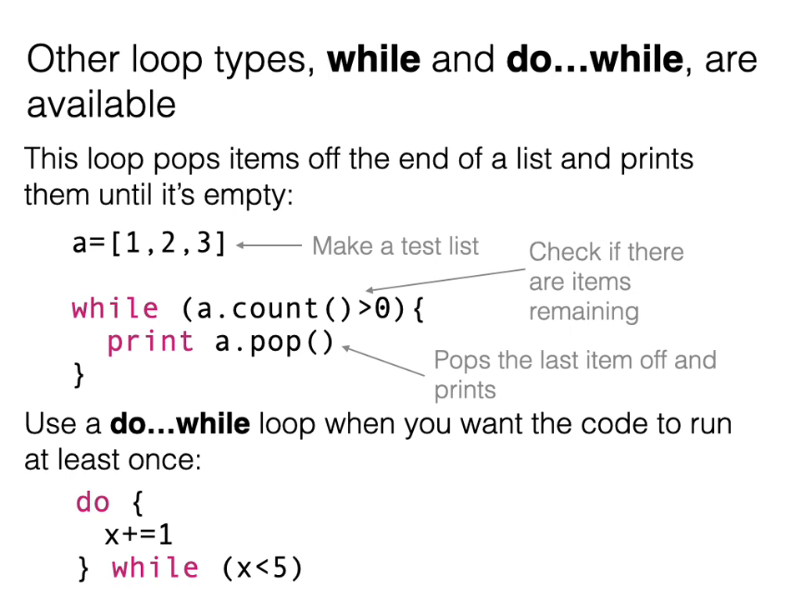A do-while loop is probably the least common sort, but is really useful if you want to run the contents of the loop at least once. And here's just a short example.